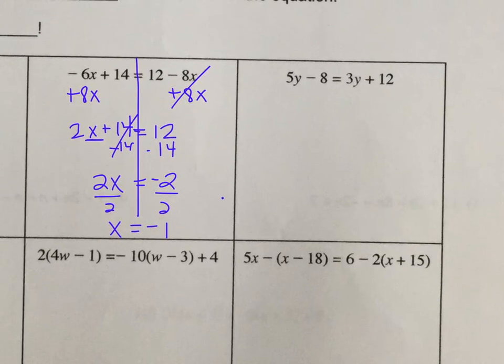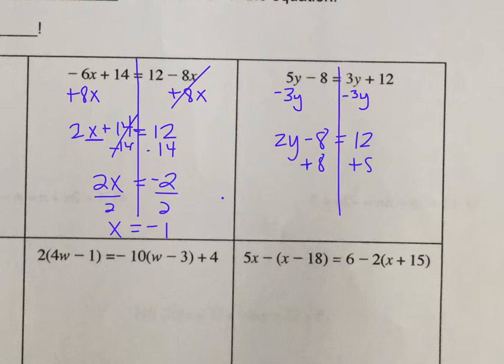All right, let's look at this next one. It's just like the last one. There's nothing to distribute, so we don't do steps 1 and 2. There's nothing to combine, so we don't do 3 and 4. We're going to start with step 5, which is moving that 3y to be with the 5y. 2y minus 8 equals 12. I'm going to add the 8 to both sides to get it to go away. Now I'm left with 2y equals 20. If I divide by 2, I'm left with 10.